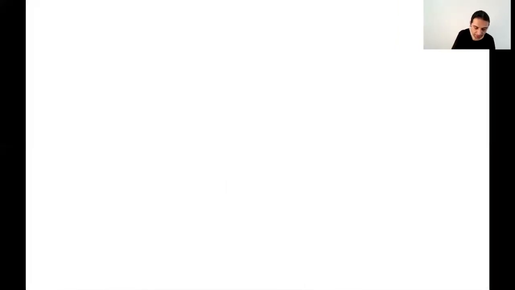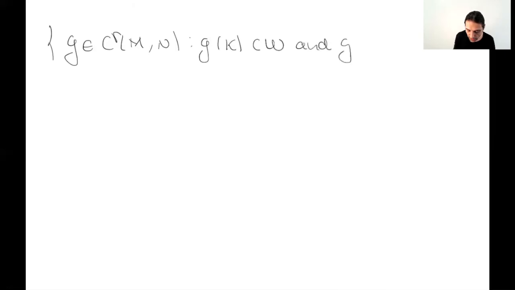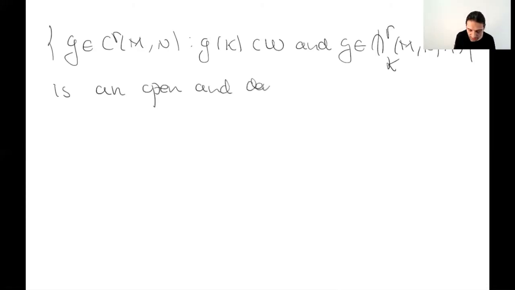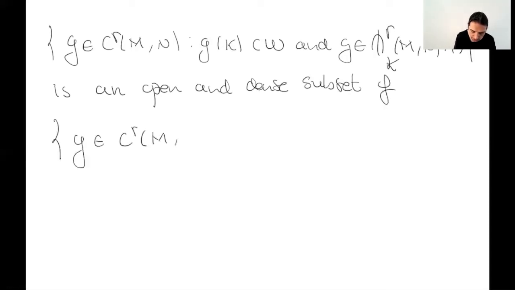So what we get is that, since we can do this for any of the CR maps such that the image of K is containing W, the set of such maps that satisfy that G is transverse to A along K is, we already know it is open, but it's an open and dense subset of the set of CR maps such that the image of K is containing W. And this is what we wanted to show.